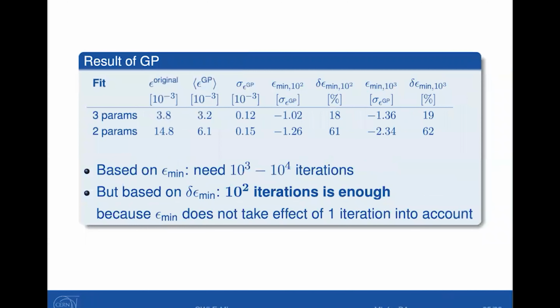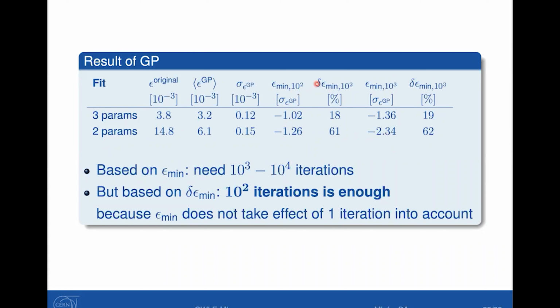Yep. So here is some data, some small table. What is important here is that I now included this relative gain. This is, as I said, what we gain compared to the original fit without any Gaussian processing. And it's different from the conclusion that we would make from epsilon min. So this epsilon min after 100 iterations will be -1.02. And the epsilon after 1000 will be -1.3. So that's 30% better. This one actually doubles for the 2-parameter fit. Going from 100 to 1000 iterations doubles the, let's say, the quality.